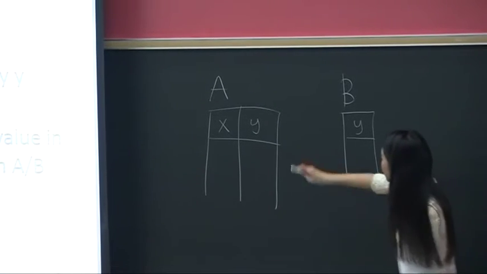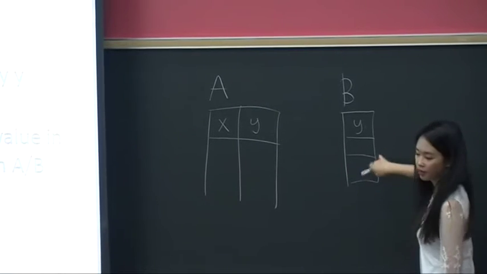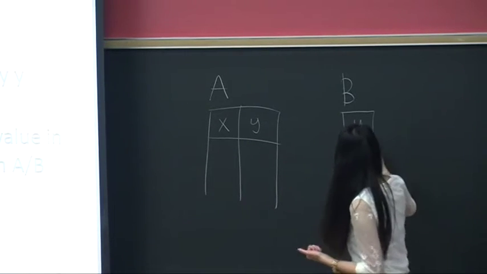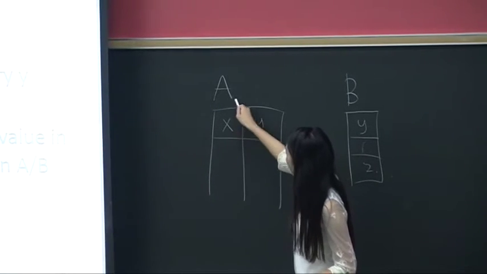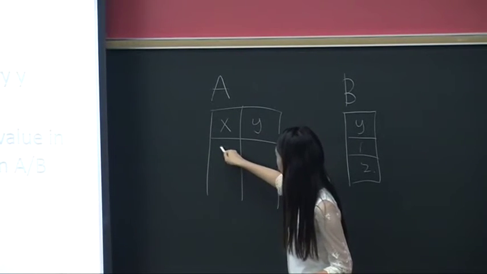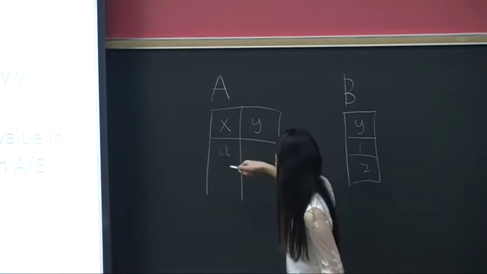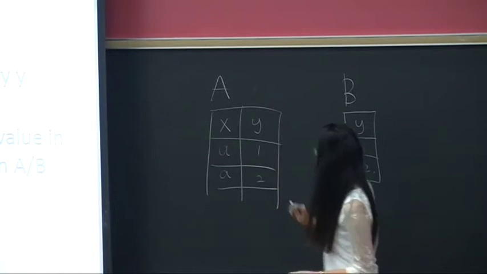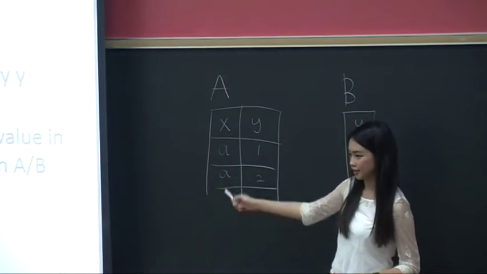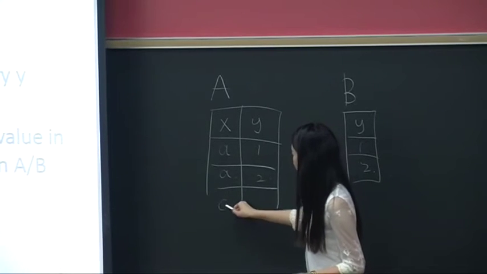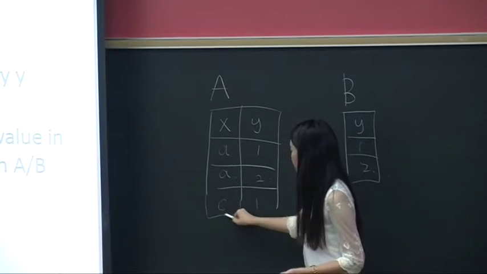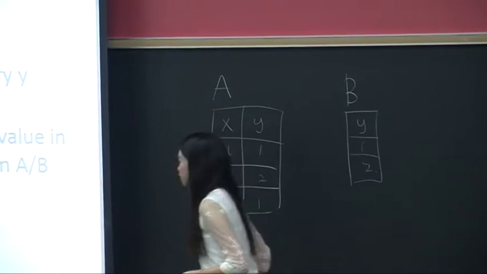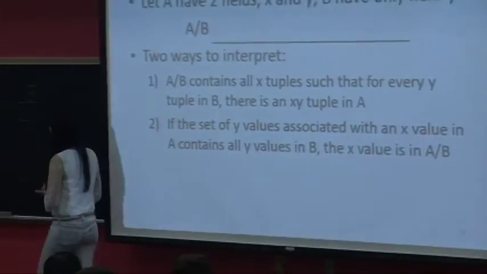So when we compare, B gives you an idea of how many Y's there are. That means all. And you want to make sure, for example, we only have 1 and 2. If you have an X, I call it A, that is associated with 1 and 2, then A is in the result. If you only have a C that is associated only with 1, then C doesn't qualify. So that's what we want to do.